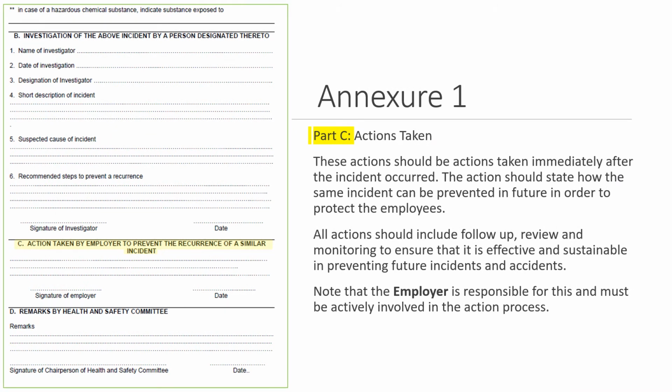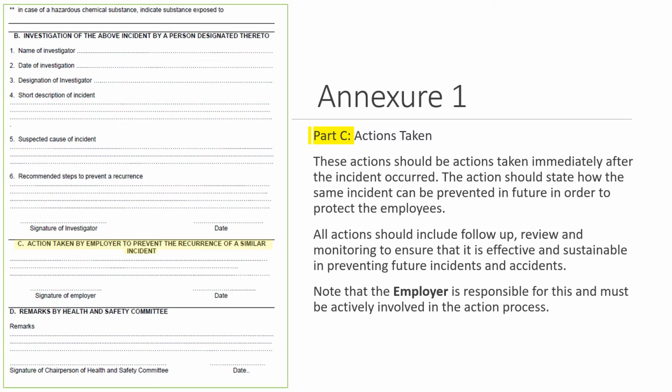Part C of the Annexure 1 form are the actions taken by the employer to prevent the recurrence of a similar incident. These actions should be actions taken immediately after the incident occurred. The action should state how the same incident can be prevented in future in order to protect the employees. This works hand in hand with step 4 of your incident investigation.